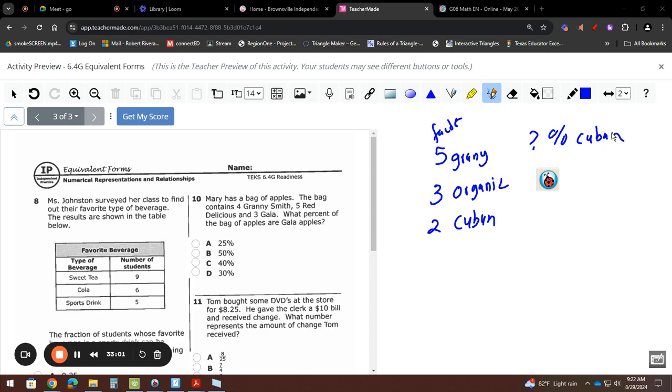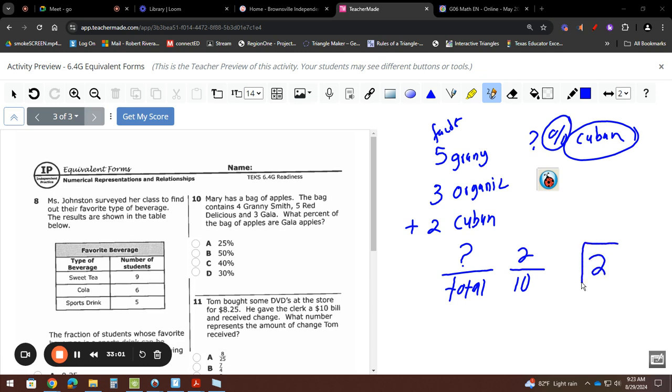First of all, I don't have a fraction, so I need to get a fraction out of this. To get a fraction, you always put the total on the bottom and what they're asking you on the top. So what's the total? I'm going to add them again: 8, 9, 10. So guess who goes on the bottom? 10. What are they asking me about? They're asking me about the Cuban. So who goes on top? 2. But now they want me to go to percent, so what do I have to do? I have to change this to a decimal by bottom out. 2 divided by 10.